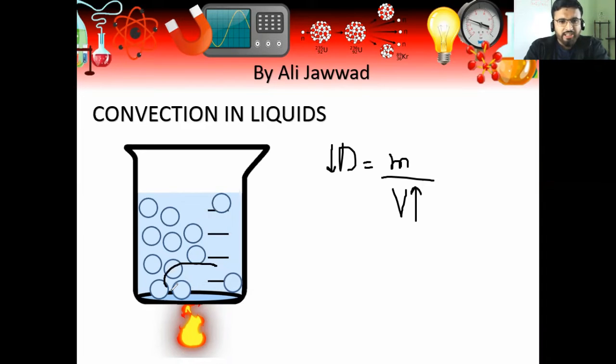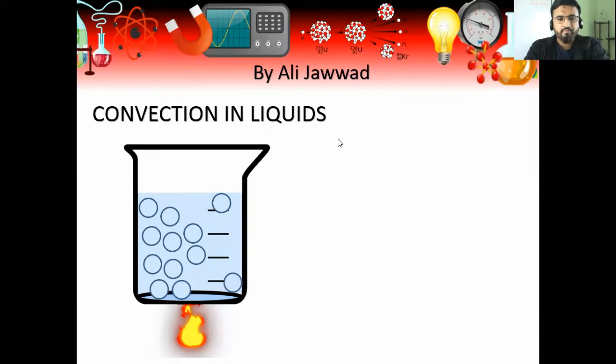So the local density at this particular position of the liquid has decreased, while this region has a higher density because in that region the molecules are near to one another. So the density difference is created, and the lower density molecules try to move upward while the heavier ones try to sink. This creates the movement of liquid, which is known as convection current.